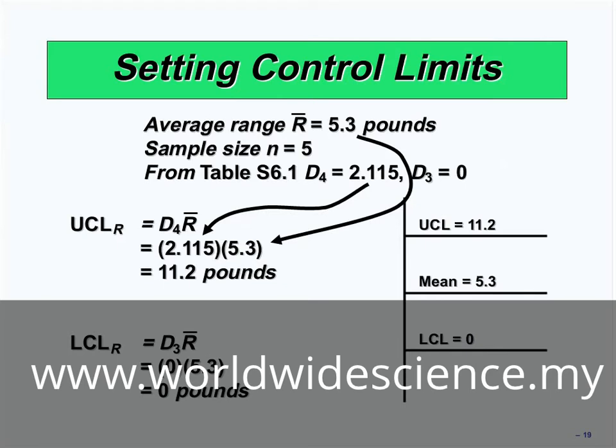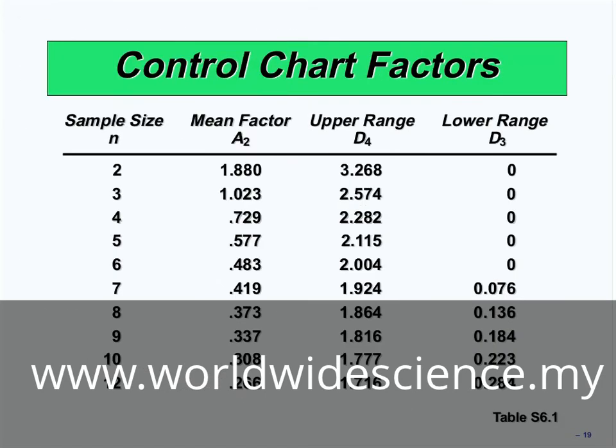For example, in one company, the average range, or R bar, has been calculated like this: R bar equals 5.3 pounds. Sample size is N equals 5. We want to calculate D4 and D3. From the table, N equals 5 gives you D4 is 2.115 and D3 is 0.